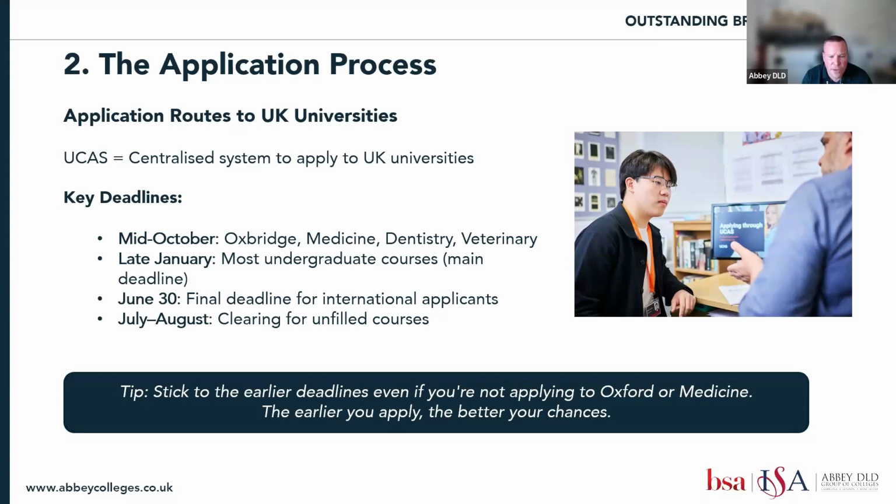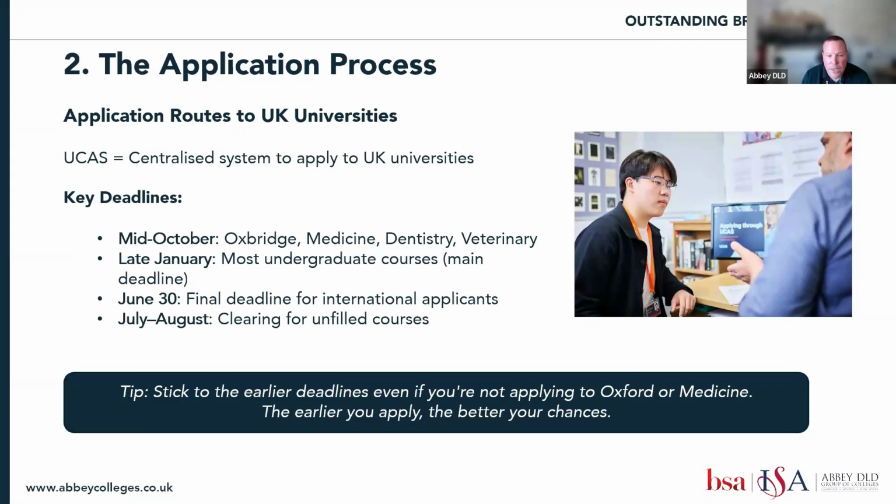The deadline for other universities, other courses, UCL, Imperial, Manchester, Warwick, Bristol, that would be in late January. And then the final deadline for international applicants would be in June. And then we have a period after that where it's called clearing. And what that means is if there are any unfilled places on courses, they will get opened up again and students can reapply for them.